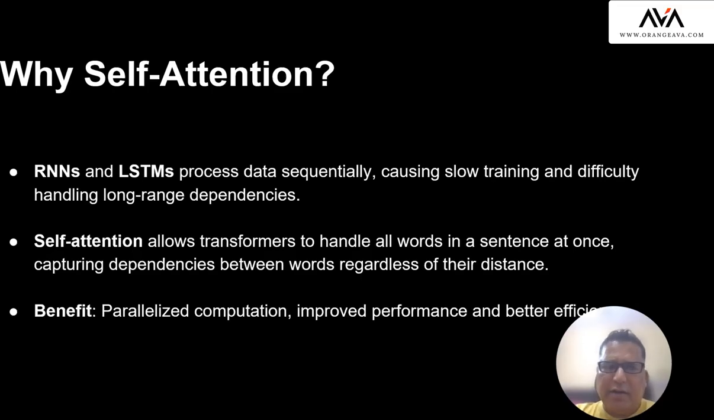Why was it needed? RNNs and LSTMs, which were the best models at that point in time, used to process data sequentially, causing slow training and difficulty handling long range dependencies. Self attention allows transformers to handle all the words in a sentence at once, regardless of their distance. And hence, the benefit is parallelized computation, improved performance, and much better efficiency.